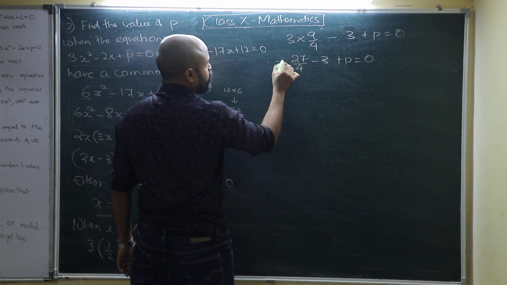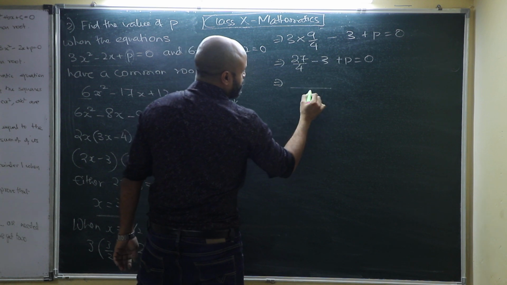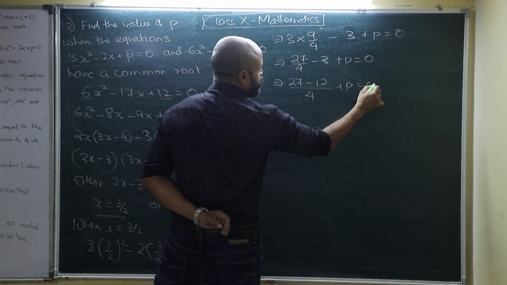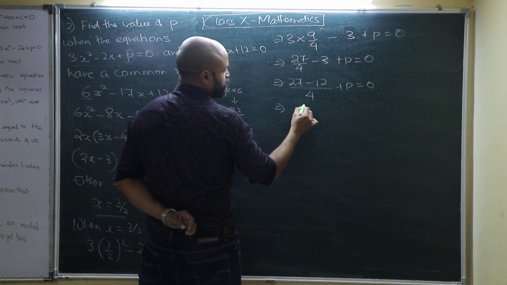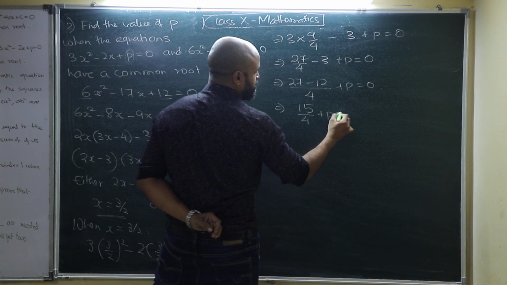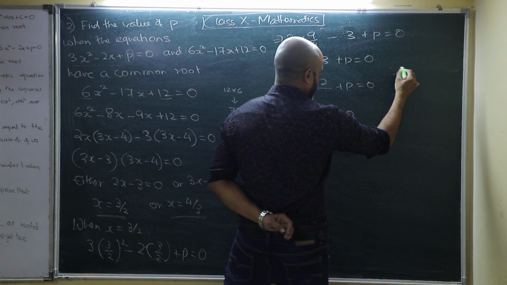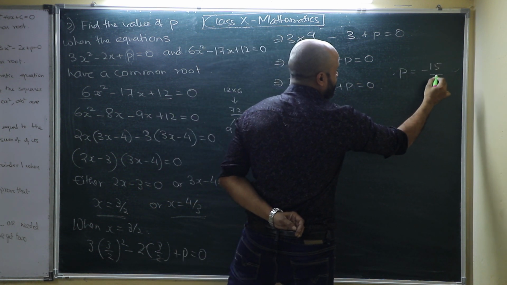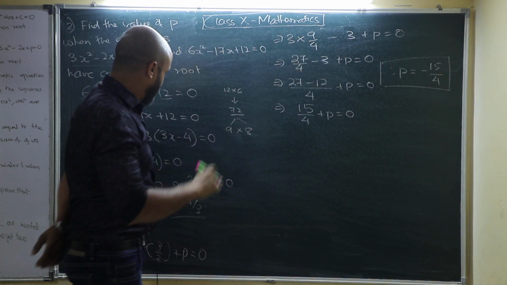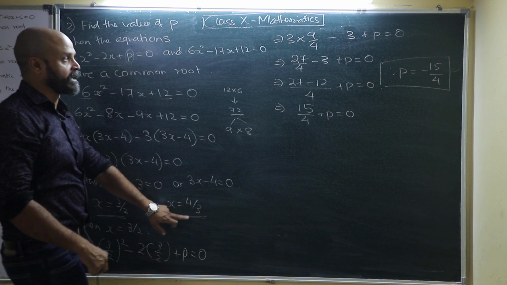Now this is going to give you how much? 27 minus 12 plus p is equal to 0. So this gives you 15 by 4 plus p is equal to 0. Therefore the value of p is going to be minus 15 by 4. This gives you one part of the answer. We are not yet done, as we have to put the values in the second equation.